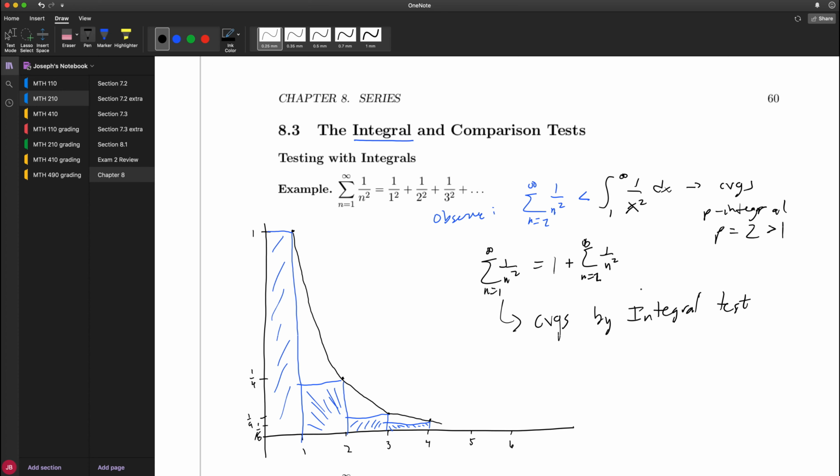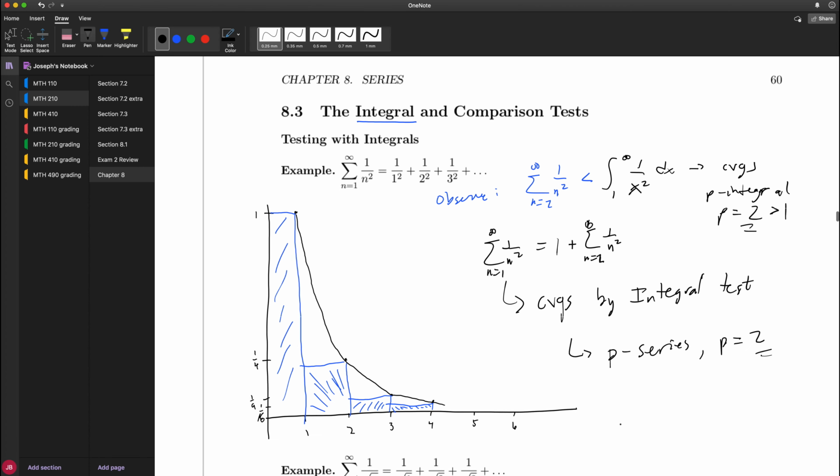Because what we've done is we've managed to compare this series to an improper integral which we know converges, more or less. That's what's going on. But from now on, anytime you see the sum of 1 over n squared, you can just say it converges because it's what's known as a p series with p equal to 2. And so for the same reason that the p integral converges, the p series will also converge, and that's by the integral test. So let's come down here.